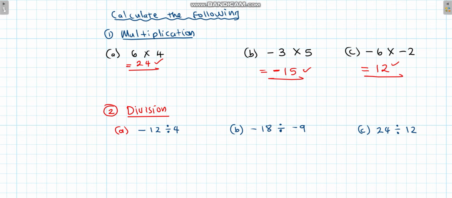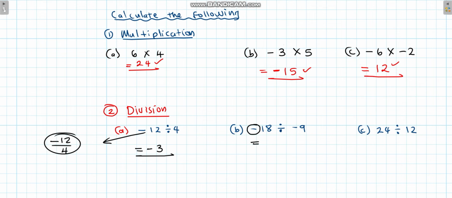Okay. So now let's do our next question. We're now dealing with division. A negative divided by, how is the sign of 4? Positive. So a negative divided by a positive, our answer must be what? Negative. What is 12 divided by 4? Our answer is negative 3. So it's important again, negative 12 divided by 4 can also be written as negative 12 over 4. Very important.